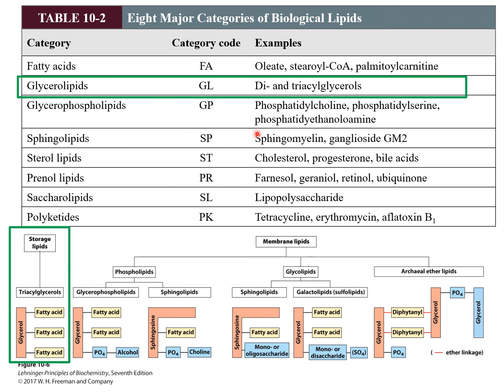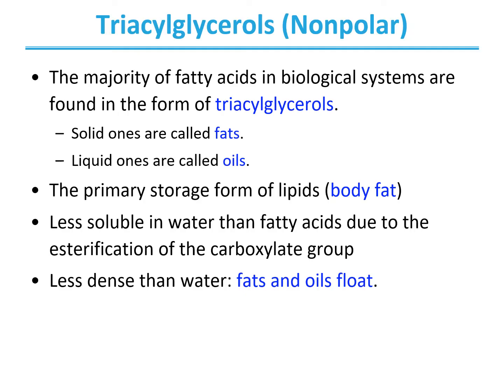So we've looked at fatty acids and their general properties. Fatty acids are actually found in many more complex lipids, including the storage lipids, which are triacylglycerols. This is one of the categories. There are several categories of lipids classified here, and these TAGs belong to the glycerolipids. So fatty acids are found in triacylglycerol. This is the major form of storage energy.